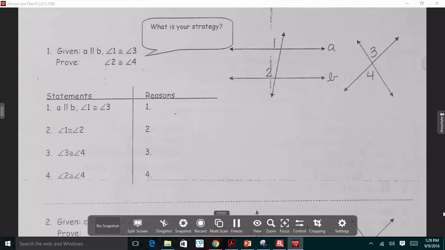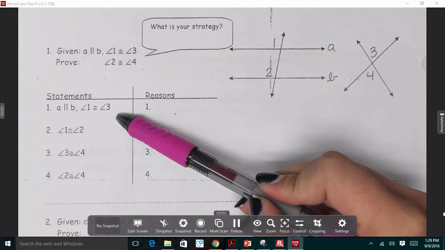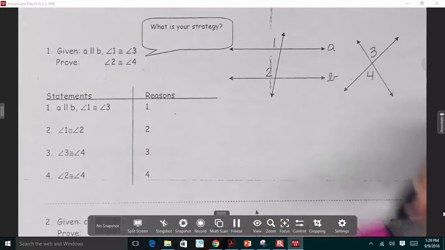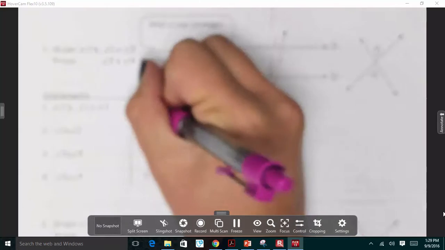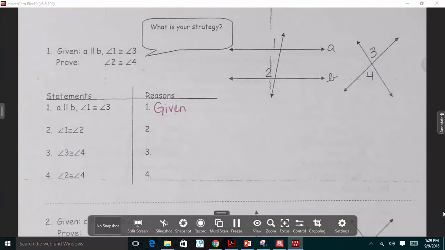Okay, so this one, they already drew your columns for you, and they already listed the statements. So we're just going to follow the progression. In number 1, A is parallel to B, and angle 1 is congruent to angle 3. How do we know that? It's what's given, okay? That is always going to be our first step. Our given is always our first step.